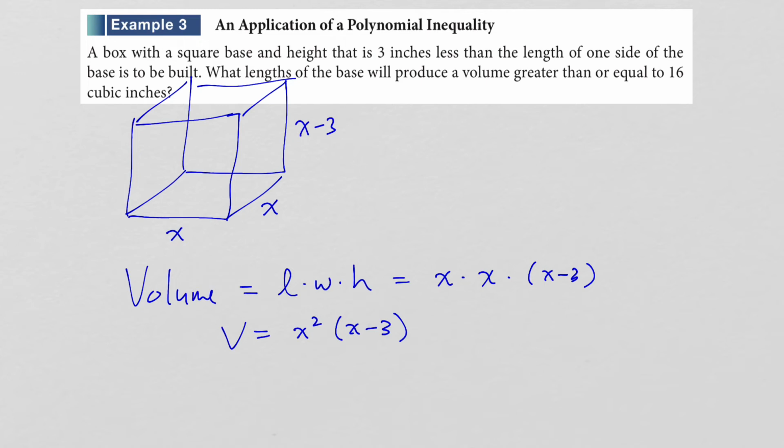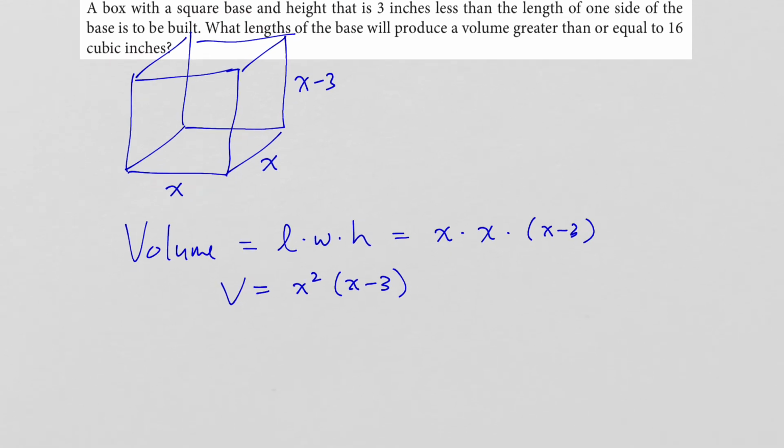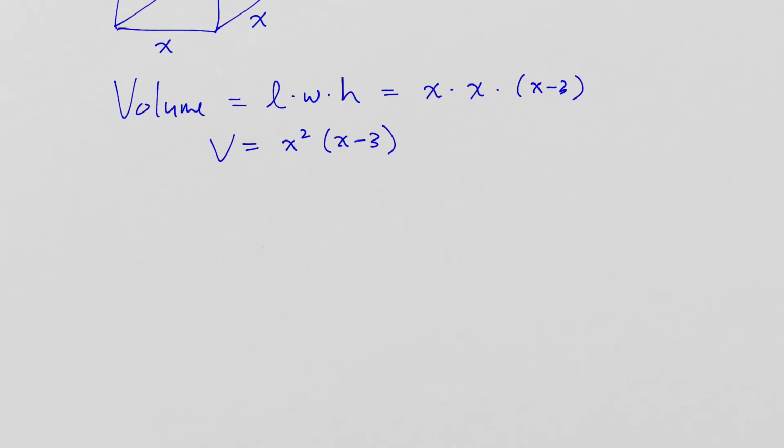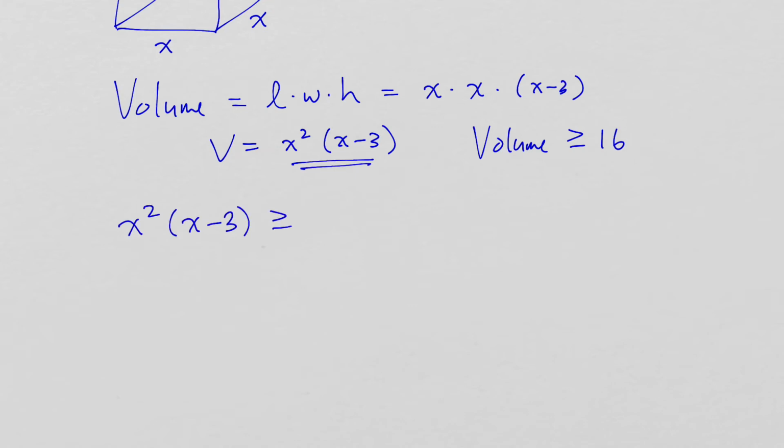And now the question is, what lengths of the base will produce a volume greater than or equal to 16 cubic inches? All right, so we want the volume to be greater than or equal to 16. But we know the volume is this expression, so that means we need x squared times x minus 3 to be greater than or equal to 16. Okay, so this is the inequality that we need to solve.